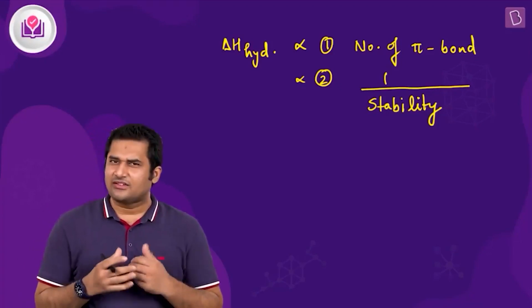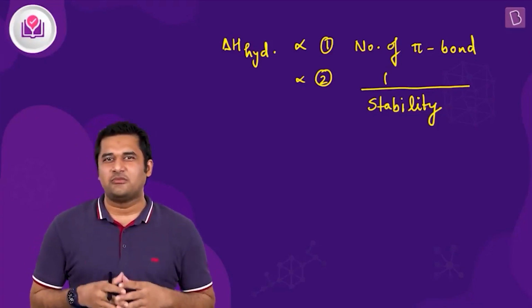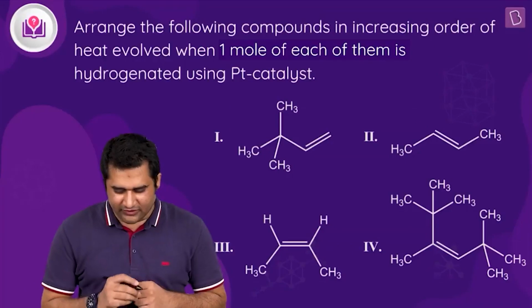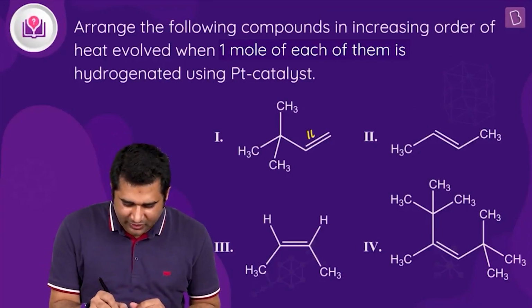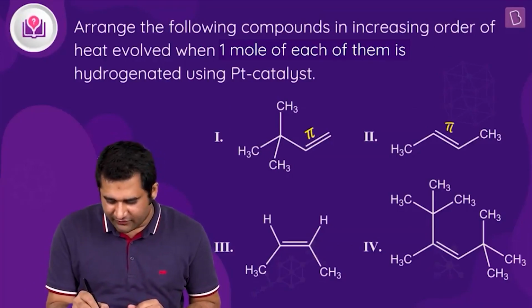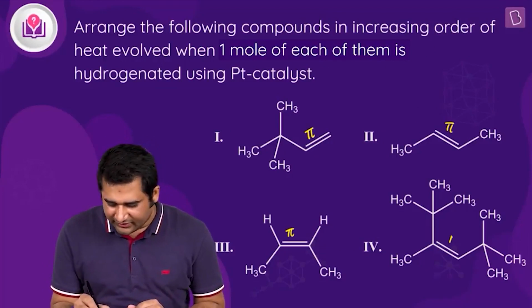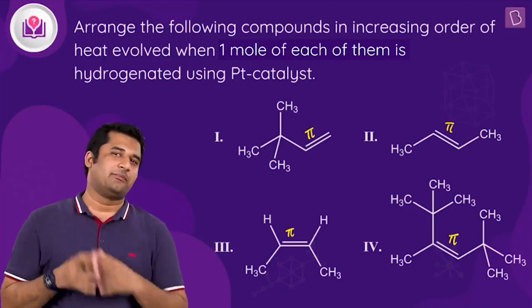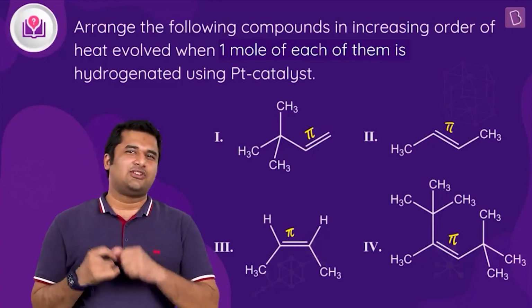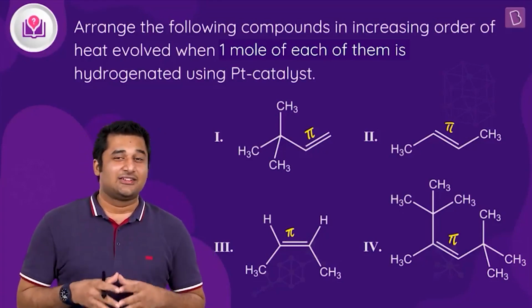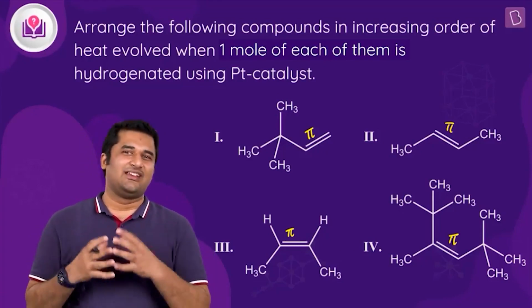So let's first see the number of pi bonds in the compounds given to us. You can see in the first compound we have one pi bond, in the second also one pi bond, and in the third as well as the fourth also we have one pi bond. So the pi bond cannot be the deciding factor in this case. So definitely we have to look for stabilities now.